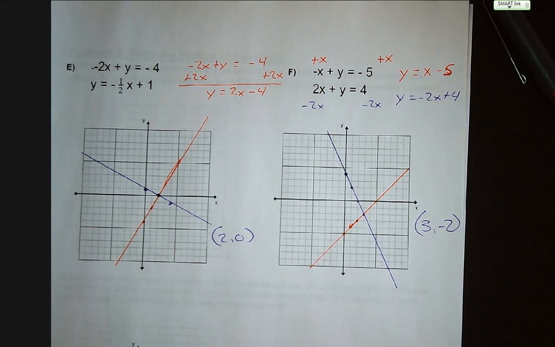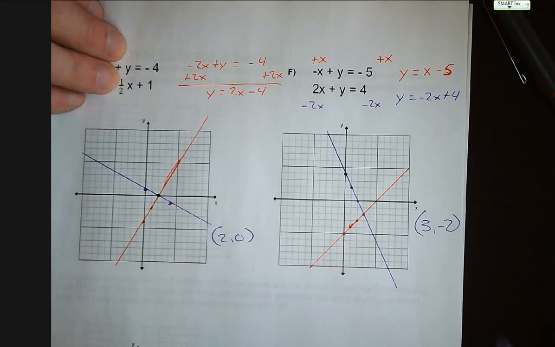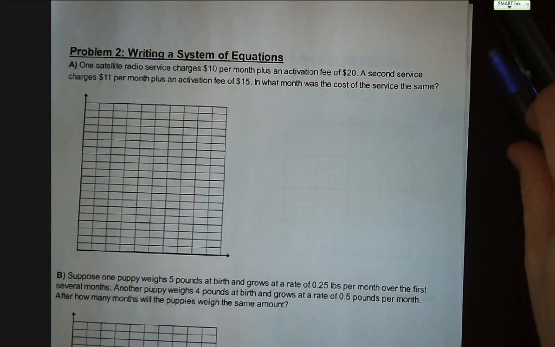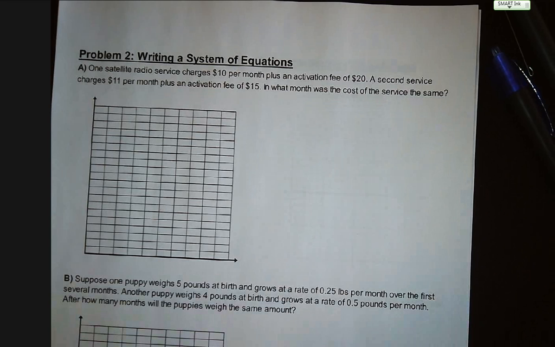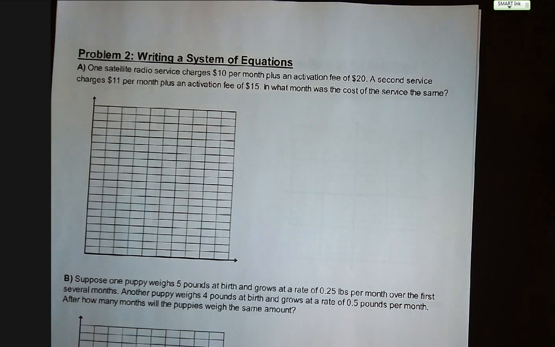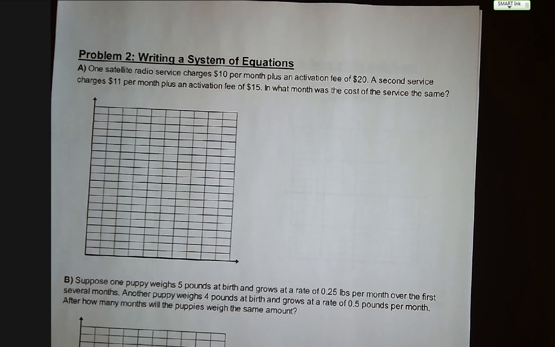All right. So now let's go on to our next question, which is writing a system of equations. Now, how do we come up with something that has two equations? And I'll be honest, this one is not very pretty to graph, but we'll do it anyways. So one satellite radio service charges $10 per month plus an activation fee of $20. The second service charges $11 per month plus an activation fee of $15. In what month will the cost of the services be the same? So this is what we're trying to figure out.